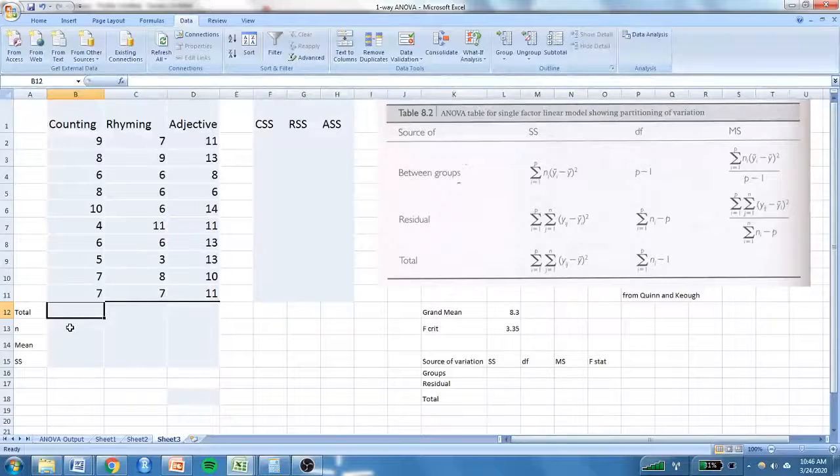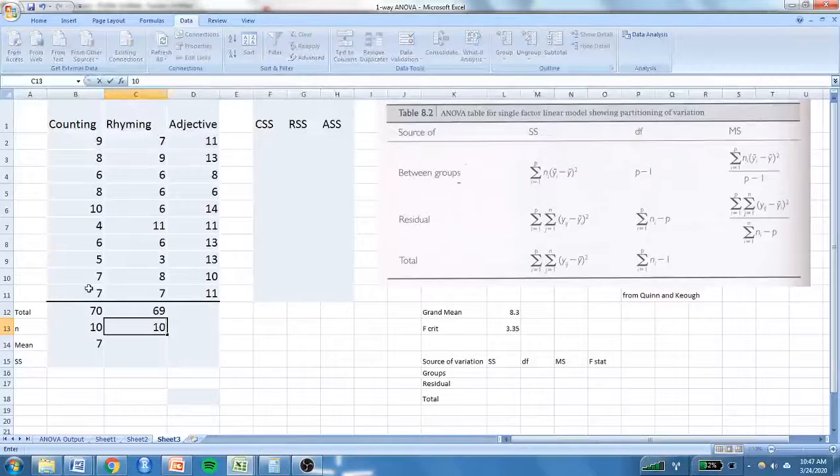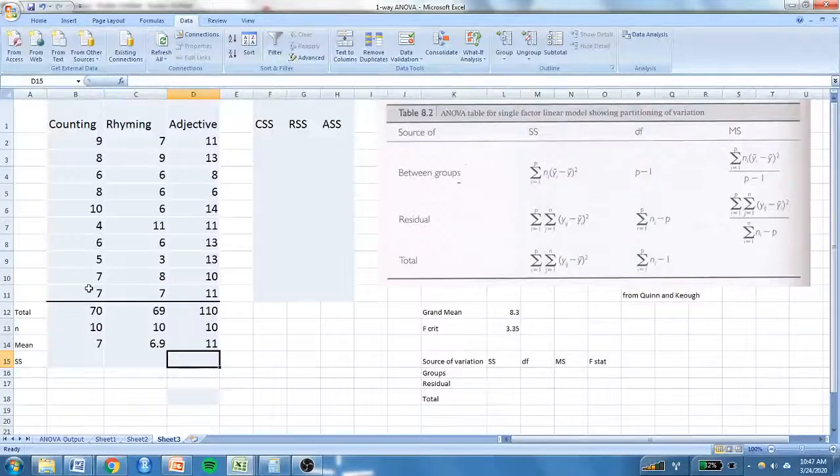Okay, so let's do the group means. Here I've even broken down the means. So the total here is each of these terms added together, and then the total and the number of observations in this group. So the mean for this group will be 7. For this rhyming group, your total is 69. You have 10 observations, so the mean will be 6.9. Here in the adjective group, the total is 110, and you divide by the number of observations, which gives you an average of 11.